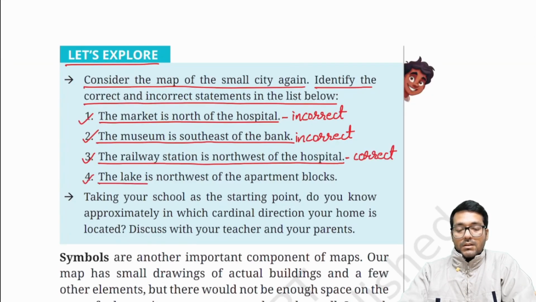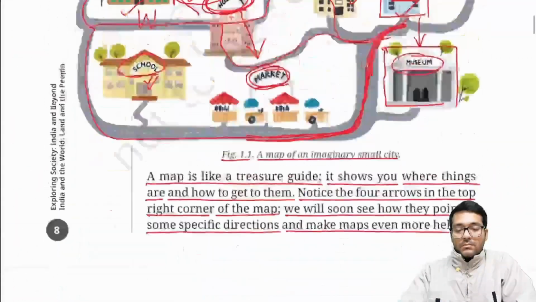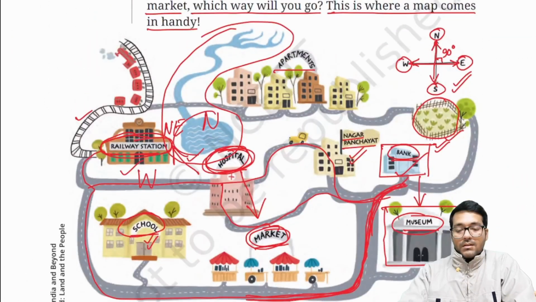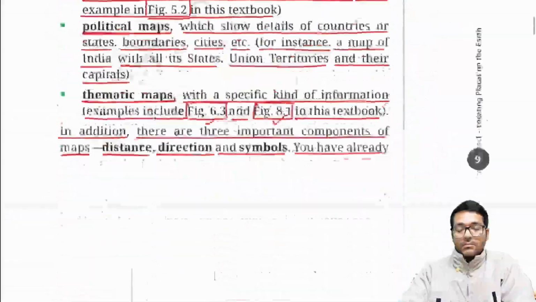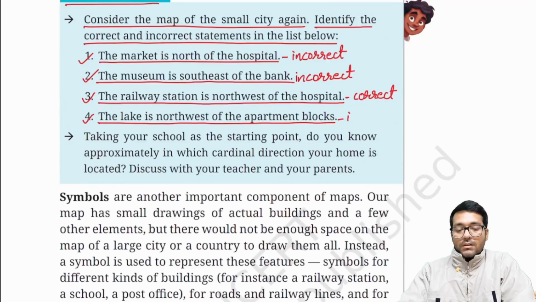4. The lake is northwest of the apartment blocks. You can see the lake here. The lake is toward the southwest of the apartment block, not the northwest. So the statement is wrong. Incorrect.